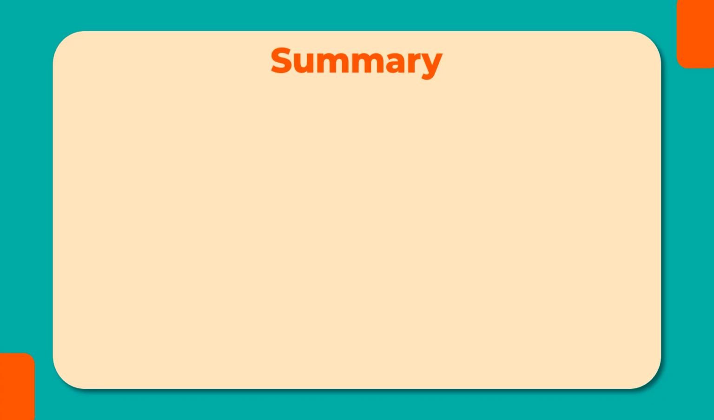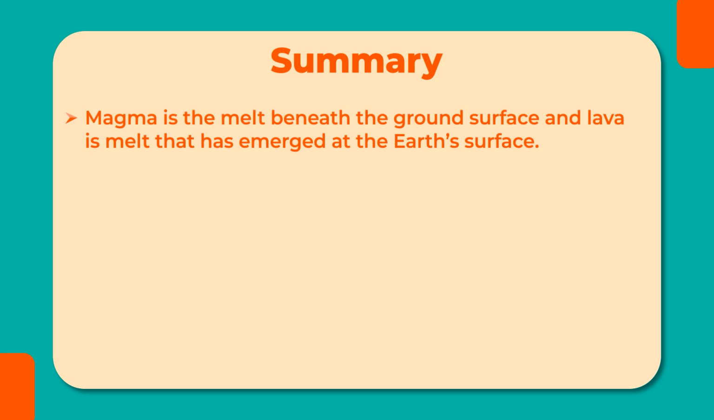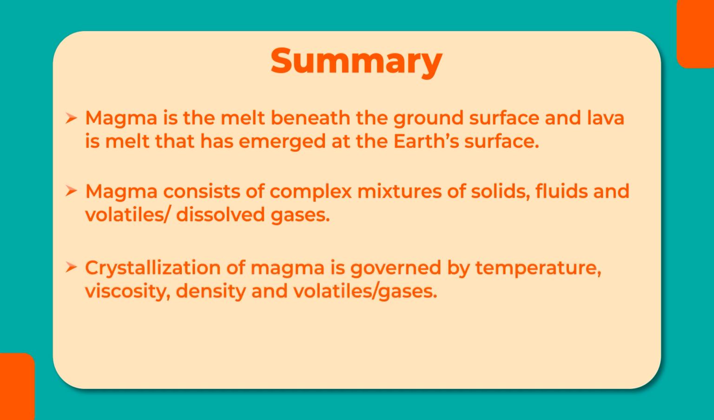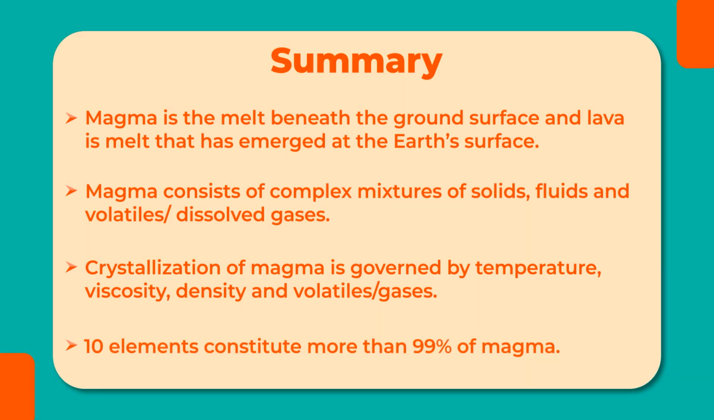Now learners, let us summarize what we have discussed in this video. Magma is the melt beneath the surface of the earth, and lava is the melt that emerges on the surface of the earth. Magma consists of complex mixtures of solids, fluids, volatiles and dissolved gases. Crystallization of the magma is governed by temperature, viscosity, density, volatiles and gases. 10 elements constitute more than 99% of magma.